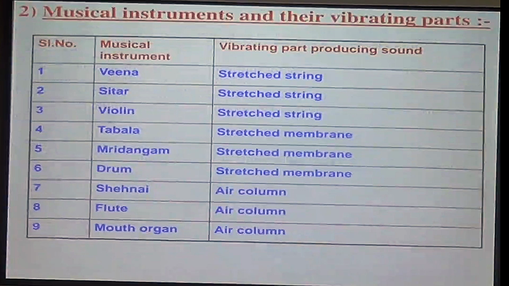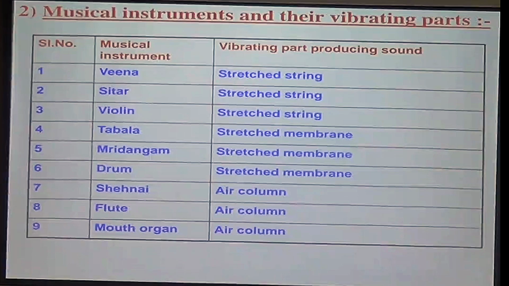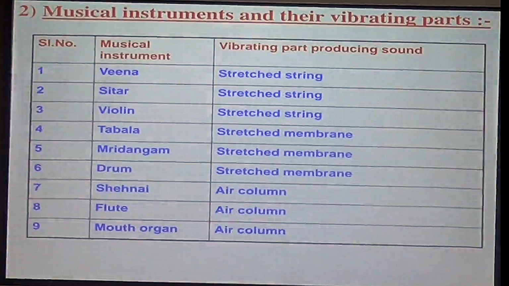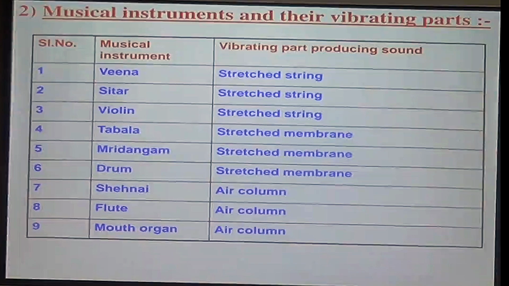Now, this slide gives you the list of musical instruments and the vibrating part in these musical instruments. You can see that in some instruments the vibrating part is a stretched string, in some it is a stretched membrane, in some it is an air column. So, veena, sitar, violin have a vibrating part which is a stretched string. Tabla, mridangam, drum have a stretched membrane. Shehnai, flute and mouth organ have a vibrating part as air column.